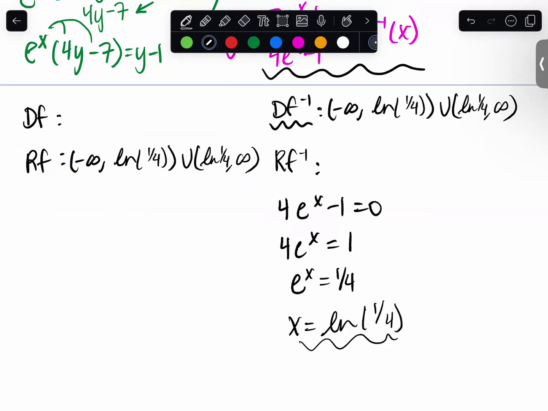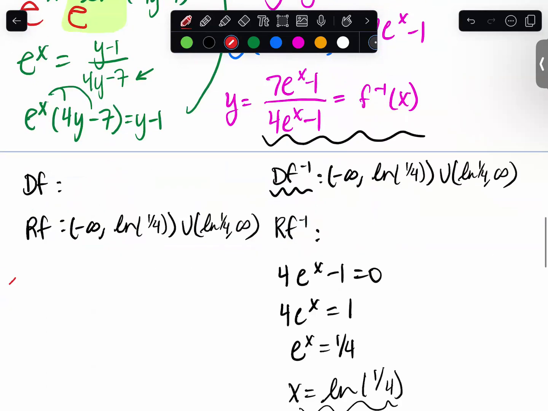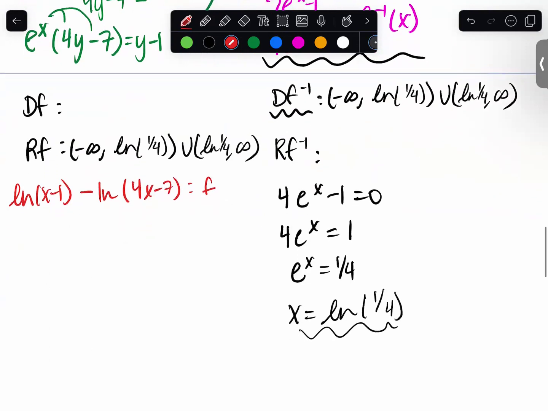Now let's talk about the domain of f here. Now I'm going to look at f like it originally gave me up here as the natural log of x minus 1 minus the natural log of 4x minus 7. That's my original f equation. For domain, I know that what's inside of the logarithm has to be positive, so I can set each one of these insides as greater than 0. So x is greater than 1 and x is greater than 7/4.